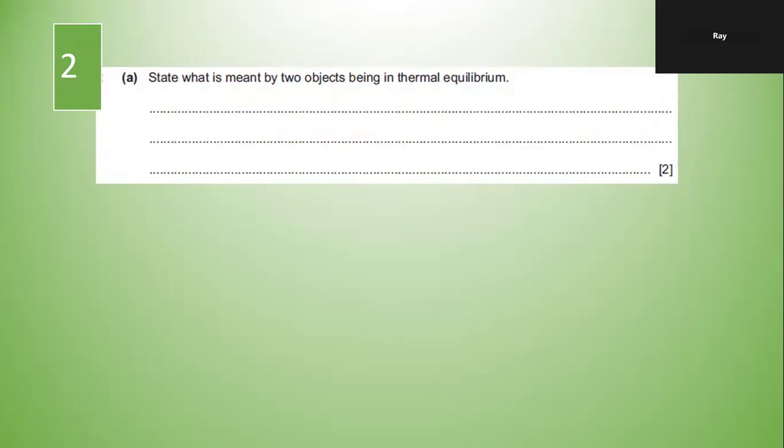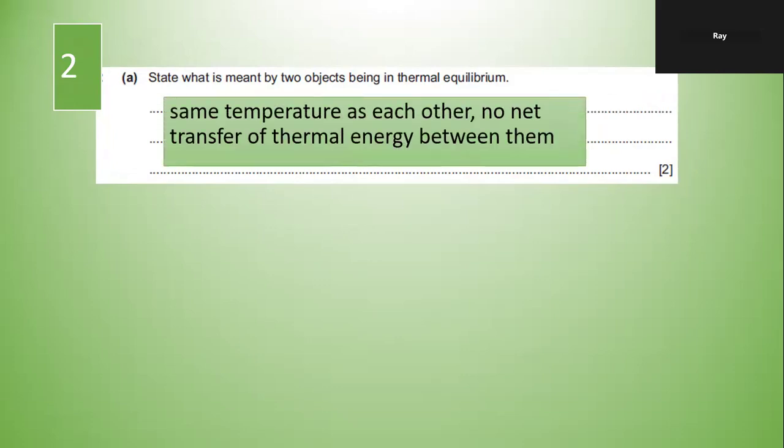State what is meant by two objects being at thermal equilibrium. 2 marks, 2 points. Without looking at your answer: at the same temperature, okay, 1 mark. And no net heat flow in between. Okay. Same temperature as each other. No net transfer of thermal energy between them.